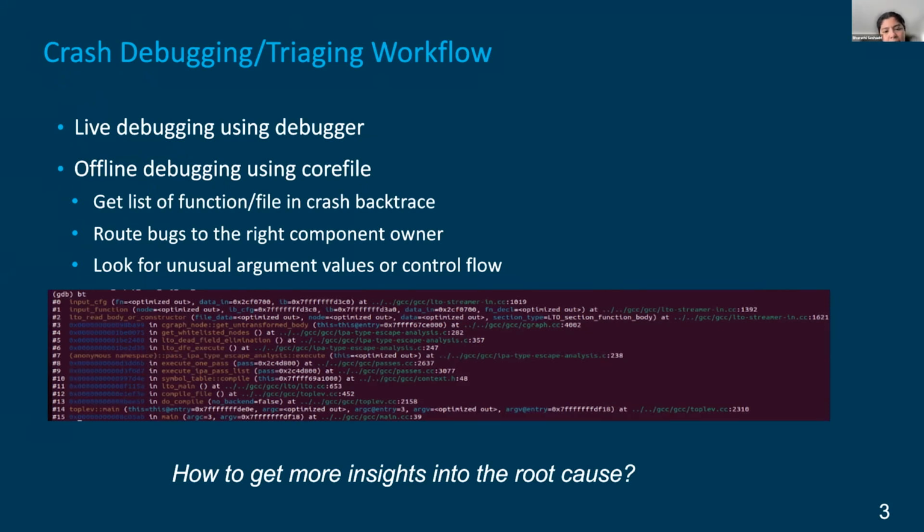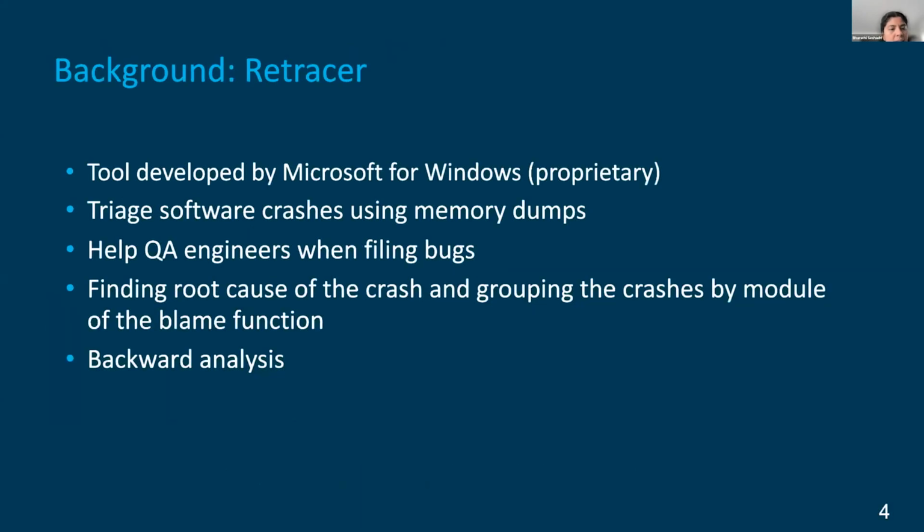So our question is, can we get more insights into the root cause of the problem? In this regard, we came across an interesting work, Retracer by Microsoft, a proprietary tool that greatly assists QA engineers to file bugs against the right code owners, and also assist developers in triaging software crashes by performing analysis using memory dumps. And we have attempted to implement this idea in the LLVM framework.